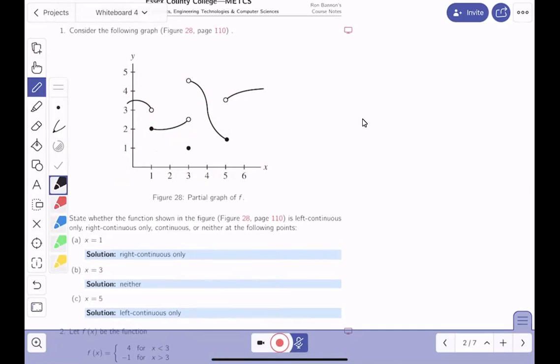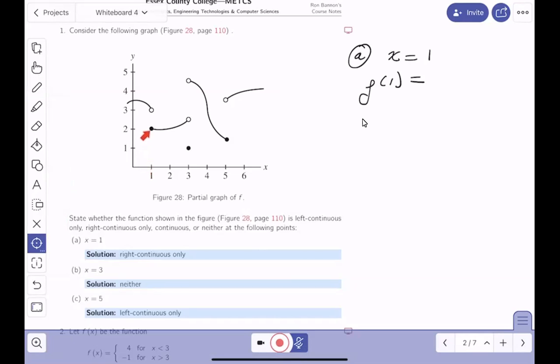So what it says over here, you're given a graph. I see the picture, figure 28, page 110. It says state whether the function in the figure is left continuous only, right continuous only, continuous, or neither at the following points. So let's put this down. I'm going to write down A is x equals 1. If this is an exam question, this is the information I'll be writing down. x equals 1. First of all, what's f of 1? Well, you look at the picture, you find 1, and f of 1 would be the number 2 in appearance anyway.